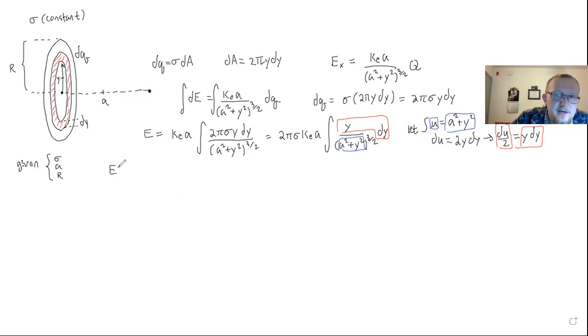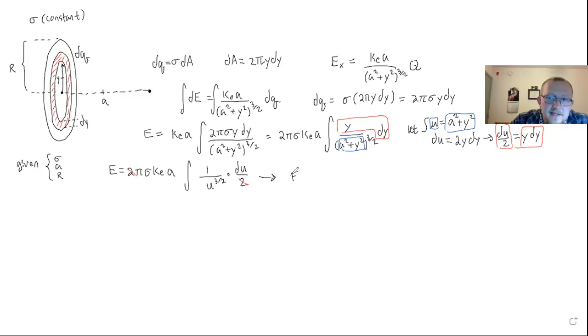So now E is equal to 2 pi sigma times Coulomb's constant times a, times the integral of 1 over u to the 3/2, and then all that times du over 2. So that's what the sub looks like afterwards. I can pull the 2 out of the integral and it'll end up canceling like this.